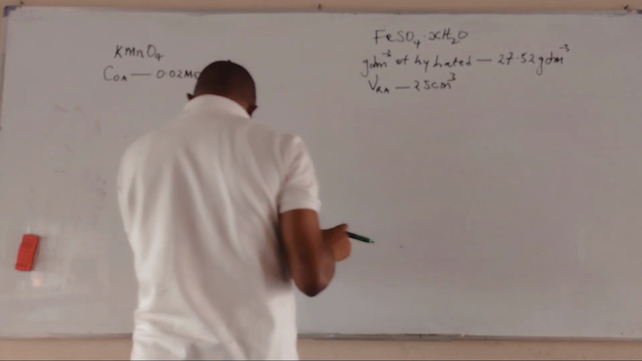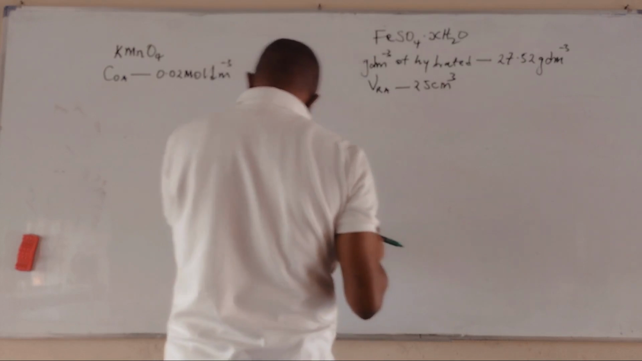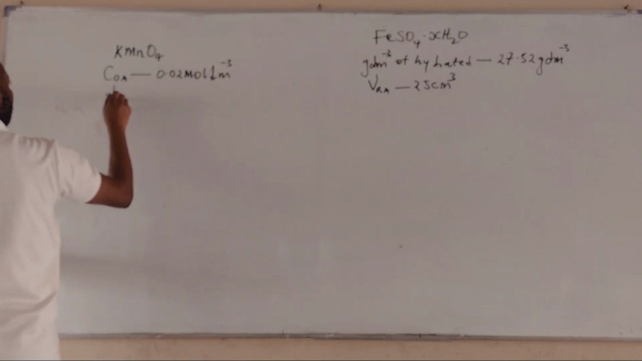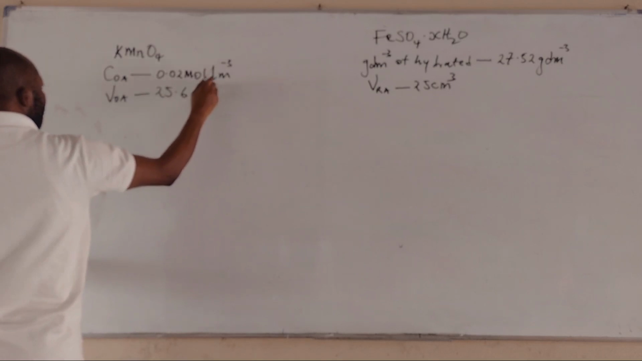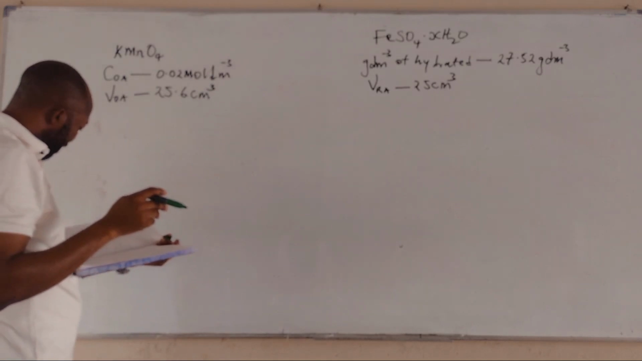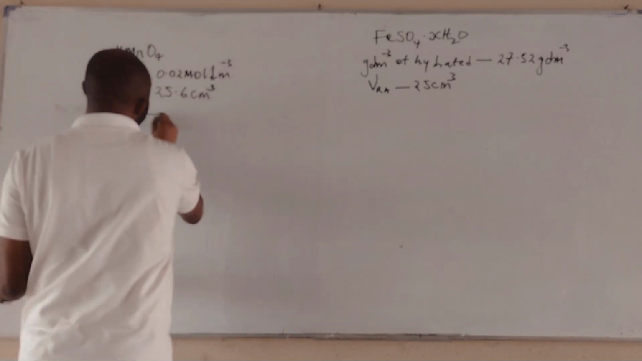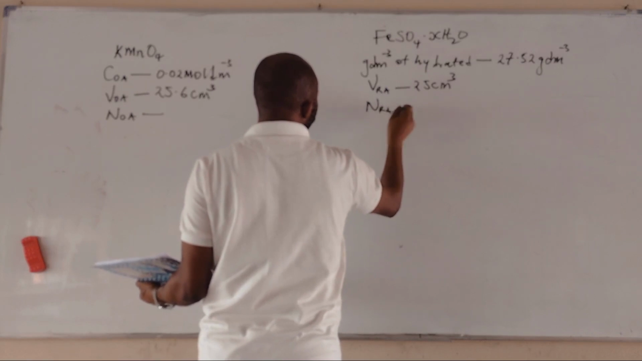Let's say it reacts with 25.6. The volume of the oxidizing agent is 25.6 cm cube. If the equation of reaction is given to be this, we use it to get our number of moles of oxidizing agent and number of moles of reducing agent.